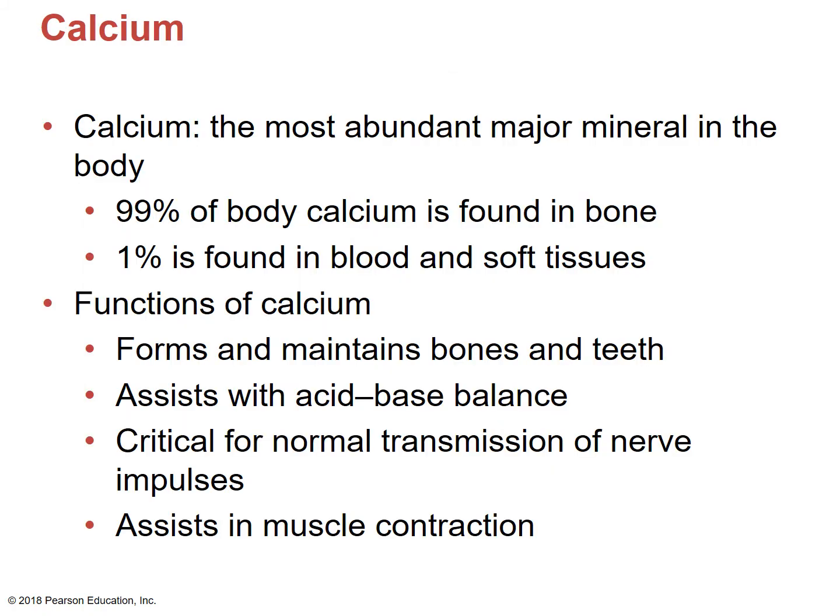A T-score between +1 and -1 means the individual's bone density is normal. A T-score between -1 and -2.5 indicates low bone mass and an increased risk for fractures. A T-score more negative than -2.5 indicates a person has osteoporosis.